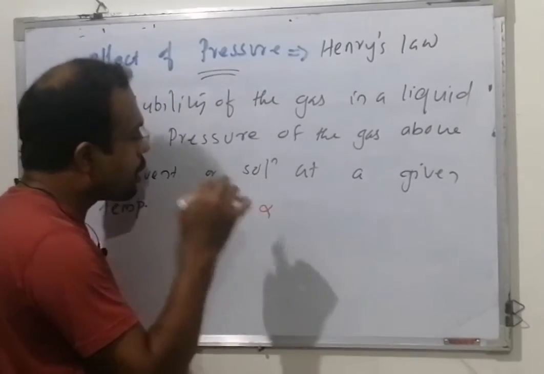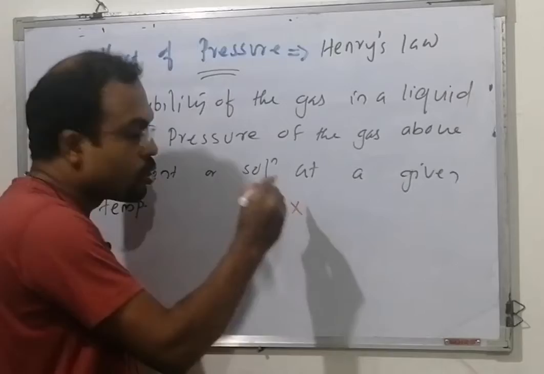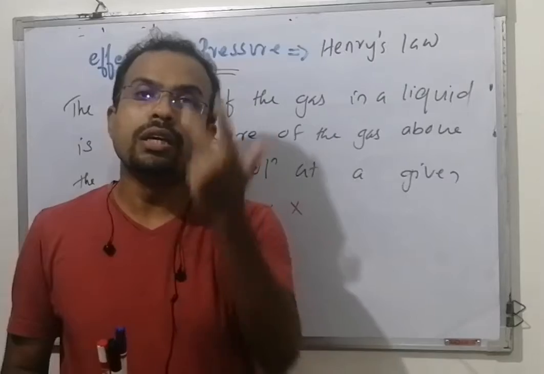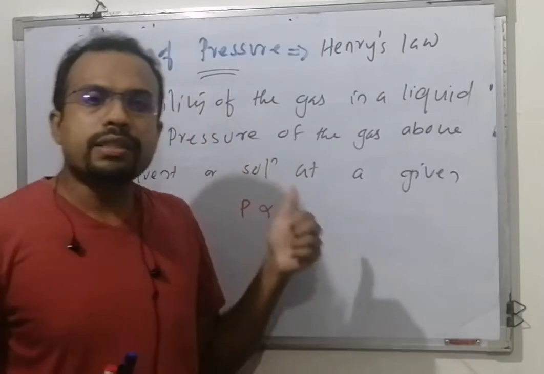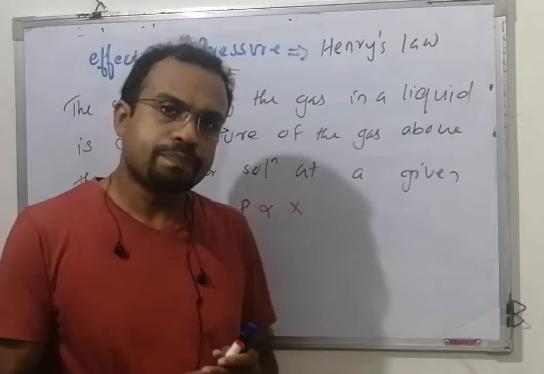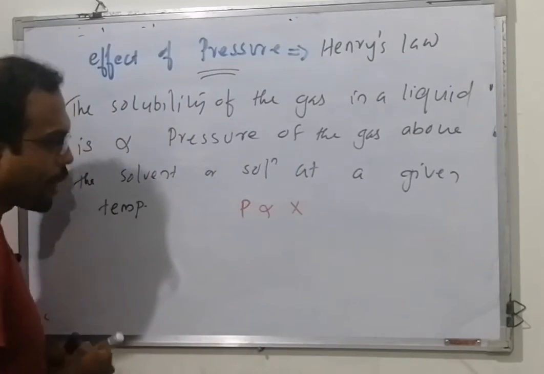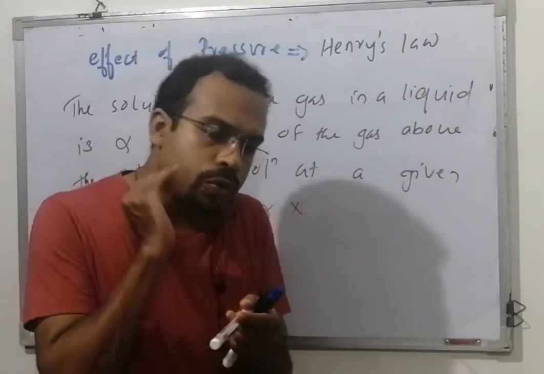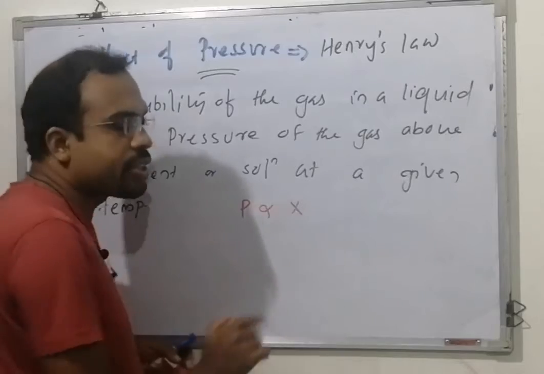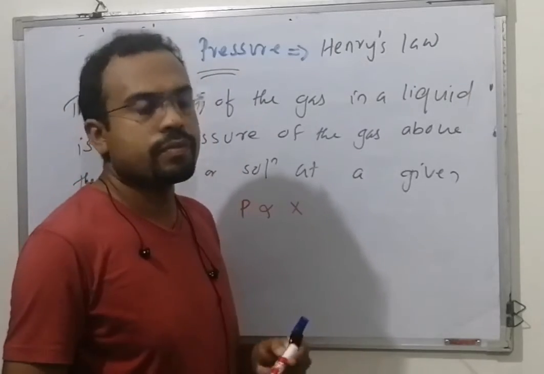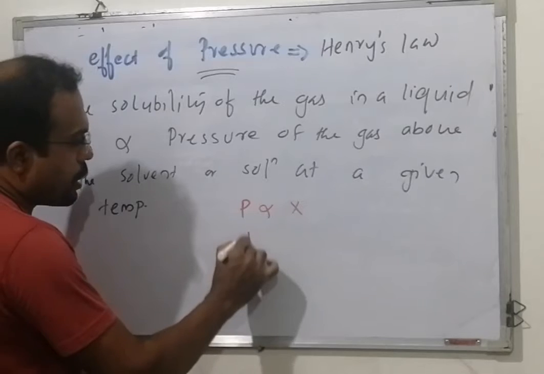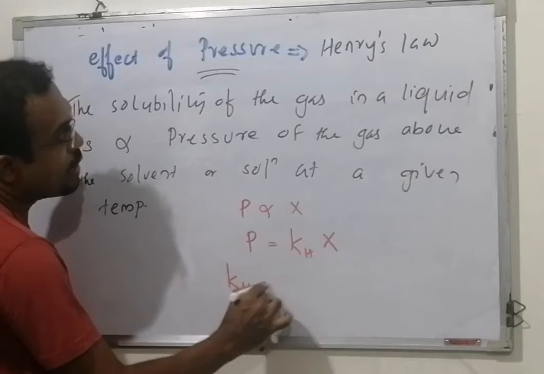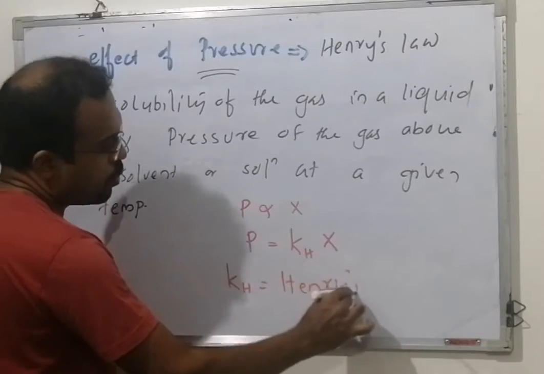How much pressure you are given is directly proportional to solubility. Solubility can be expressed in mole fraction, molality, concentration, any terms. NCERT has used mole fraction, therefore we can use that. What is P? P is the pressure of the gas above the solution. What is X? Mole fraction of the gas in the solution. The proportionality constant is replaced by a constant. What is KH? KH is called Henry's constant.